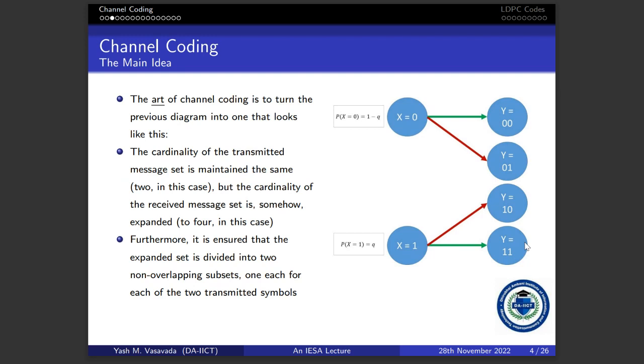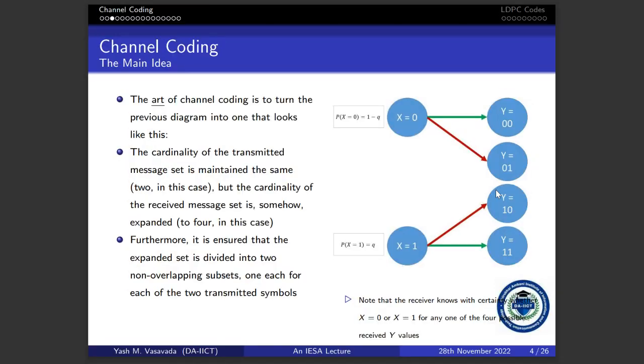Now, the obvious question is, how can this be done, right? We actually just want to transmit bit 0 and 1. How can we make sure that the receiver sees this 2-bit pattern, and how to make sure that, for example, bit 0 doesn't turn into 1 0 or 1 1? How to ensure these non-overlapping subsets?